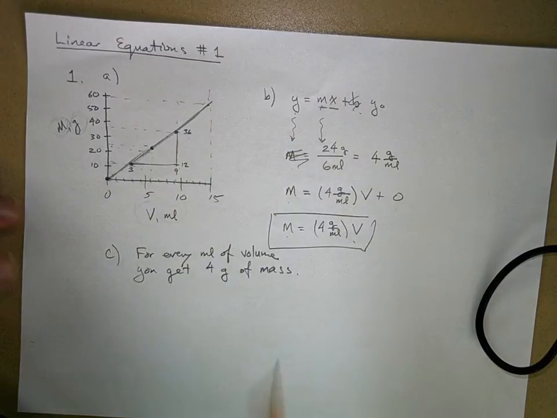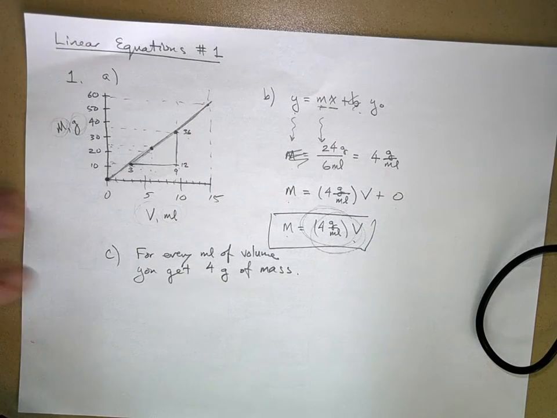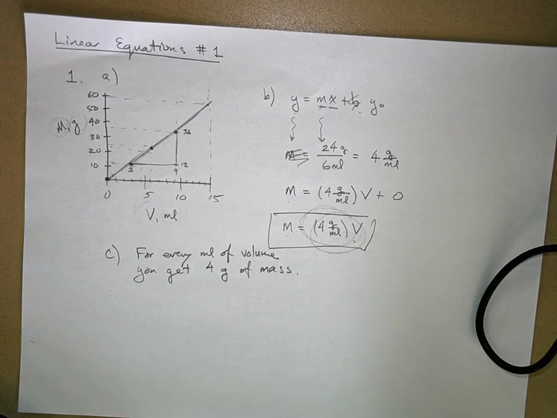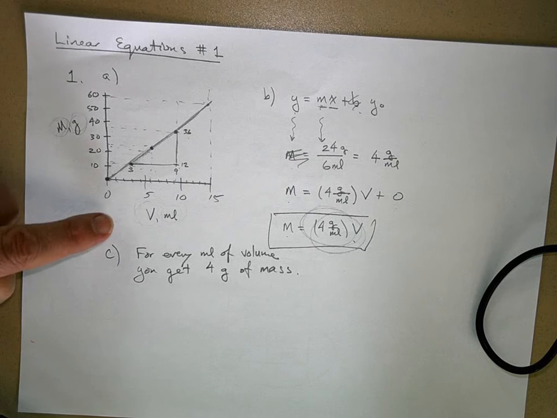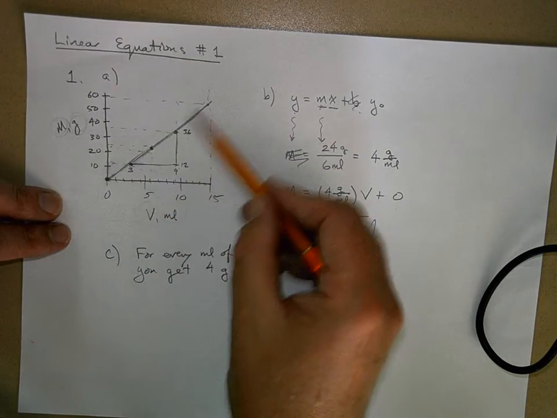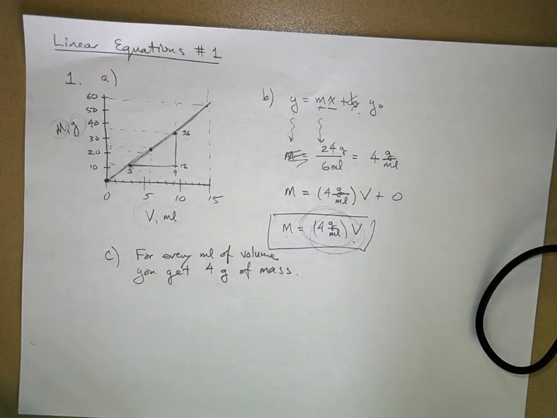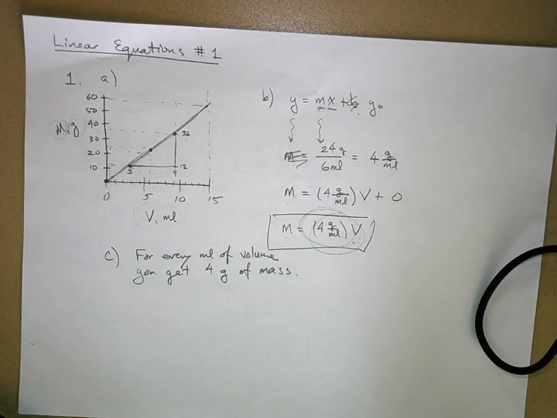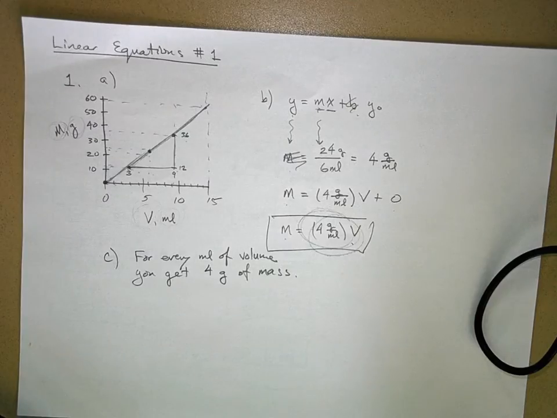What is this right here? Anyway, you recognize this number from chemistry? How many grams per milliliter? That's density, yeah. So if you were to look at a mass versus volume graph, the slope of that graph, also called the derivative if you're in calculus, is density. So that's how you do number 1. Any questions?